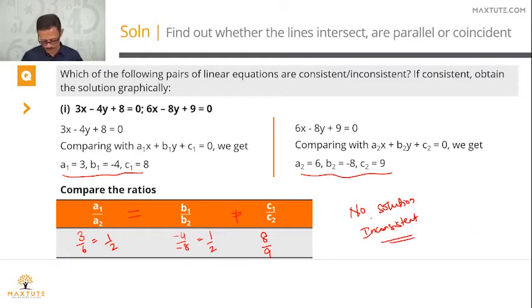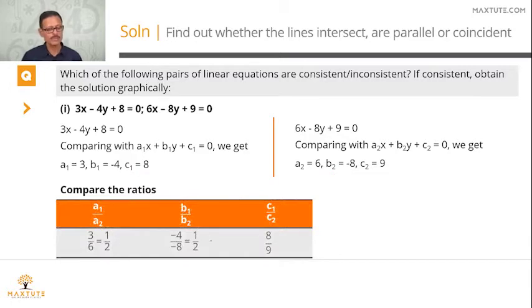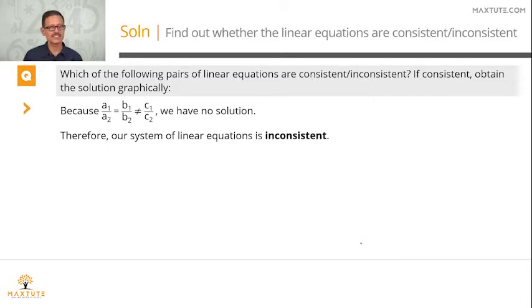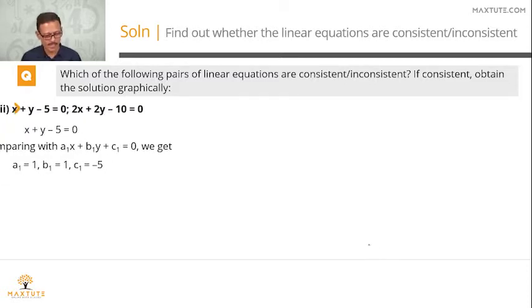So first part done. Summarize it in a printed form. 1 by 2 equals 1 by 2, but not equal to 8 by 9. So we're talking about no solution, inconsistent system of equations. Let's look at the second part.